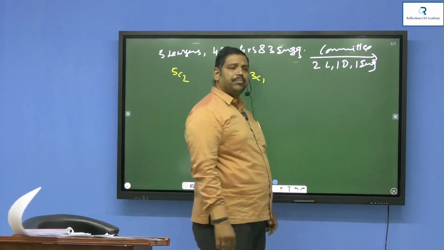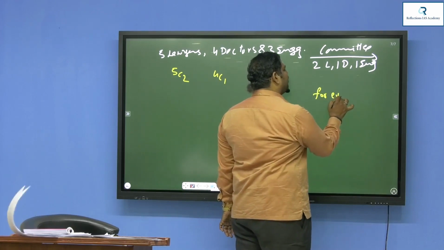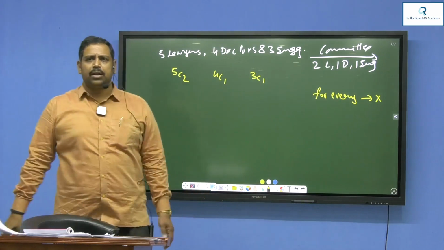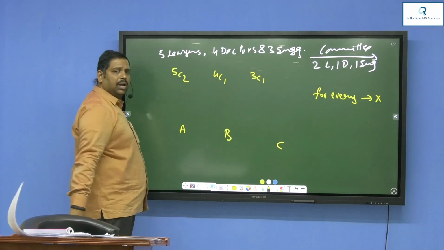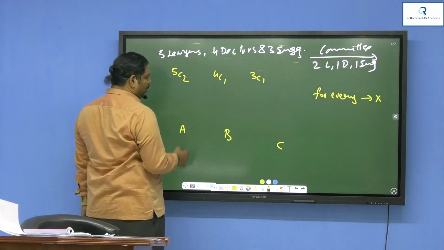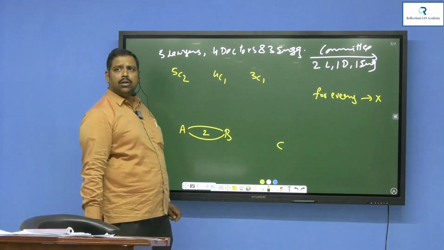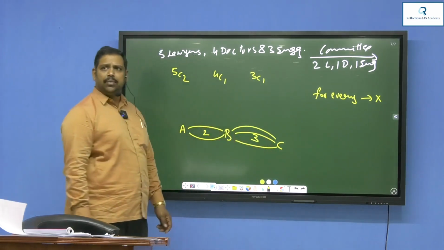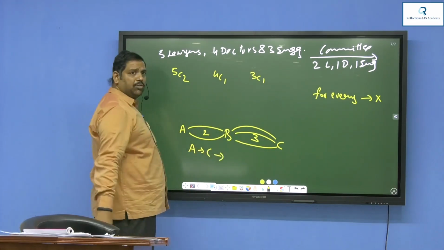Okay, listen carefully. The actual concept says that anywhere you find "for every", you have to go with multiplication. For example, sir, I want to travel from A to C. From A to B, I have 2 routes. From B to C, I have 3 routes. How many ways can I travel from A to C?